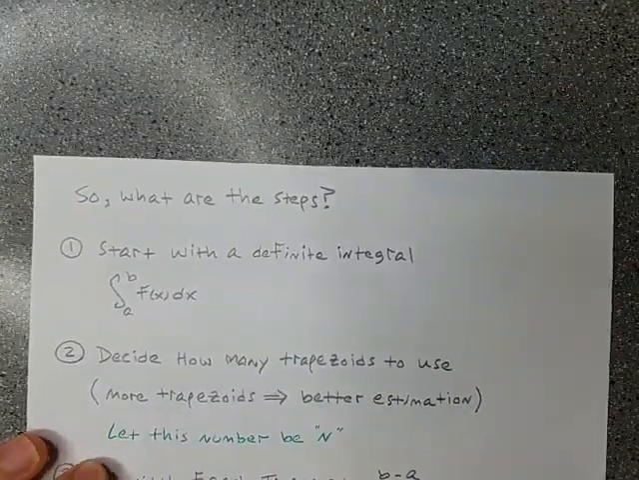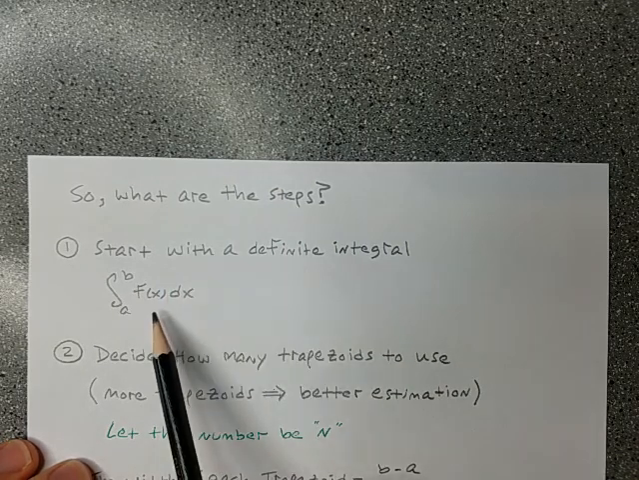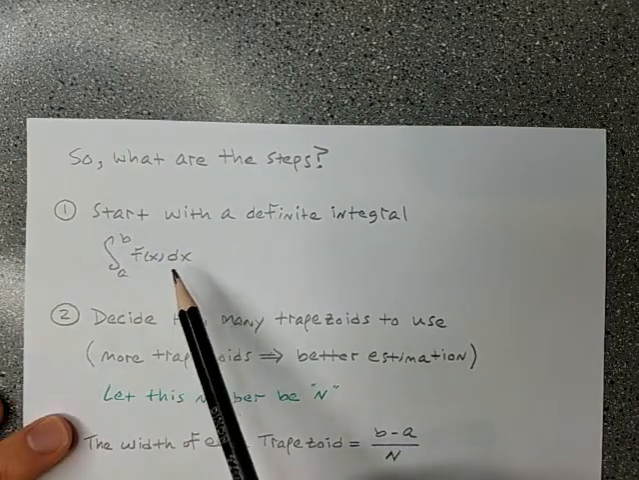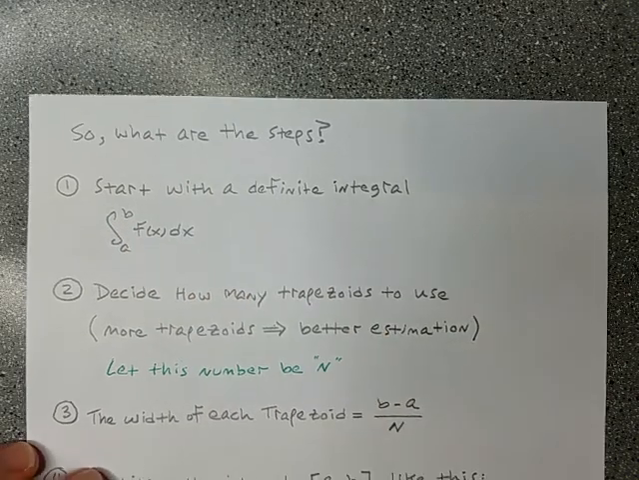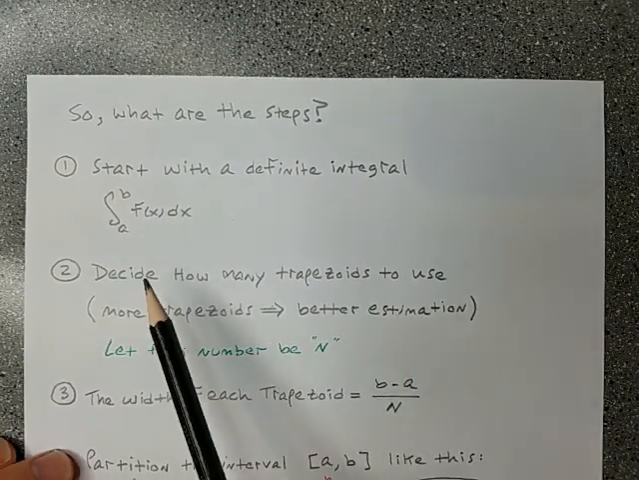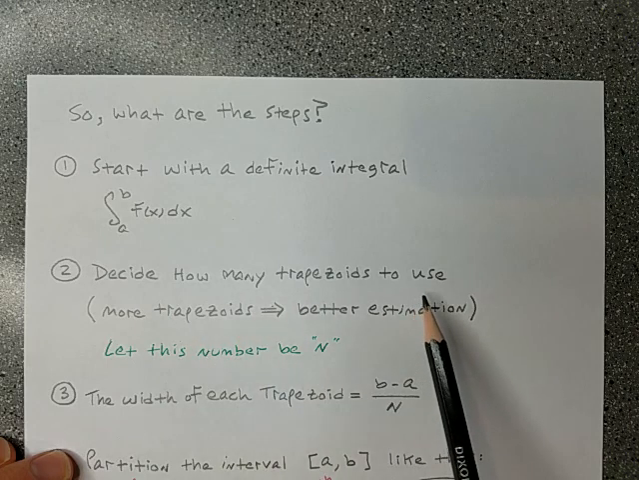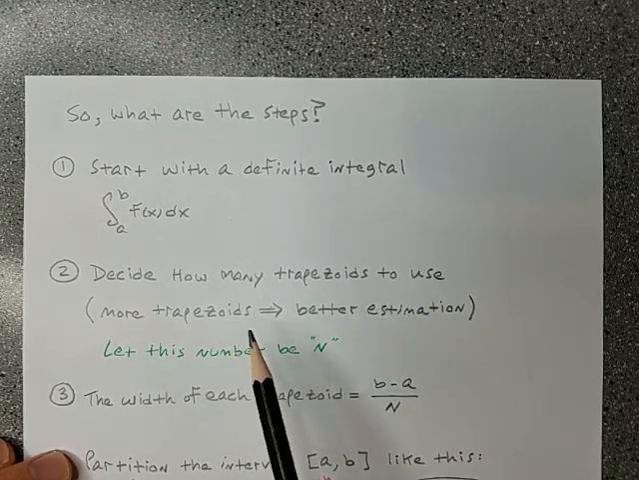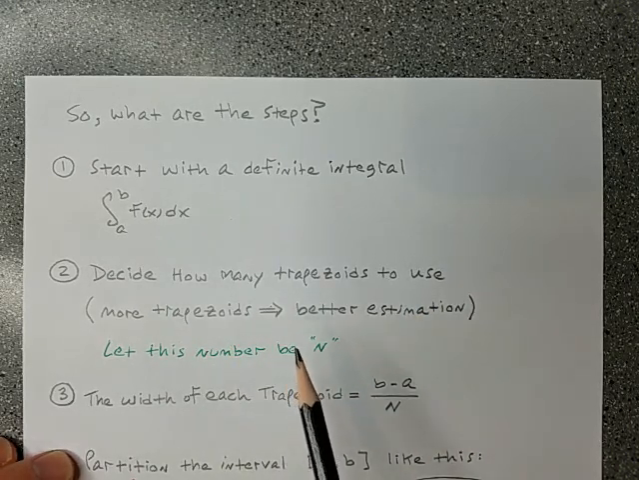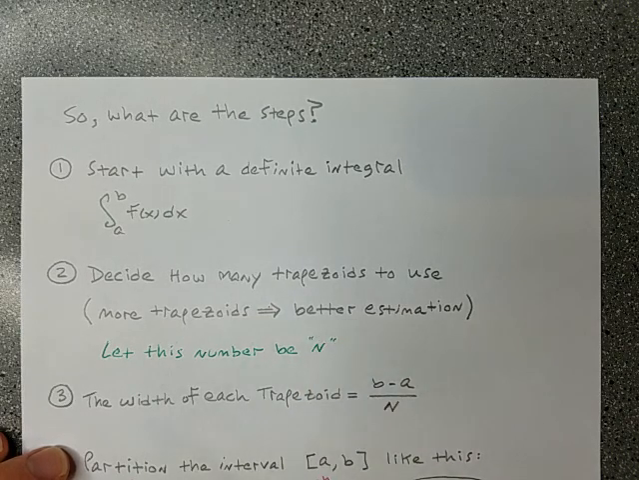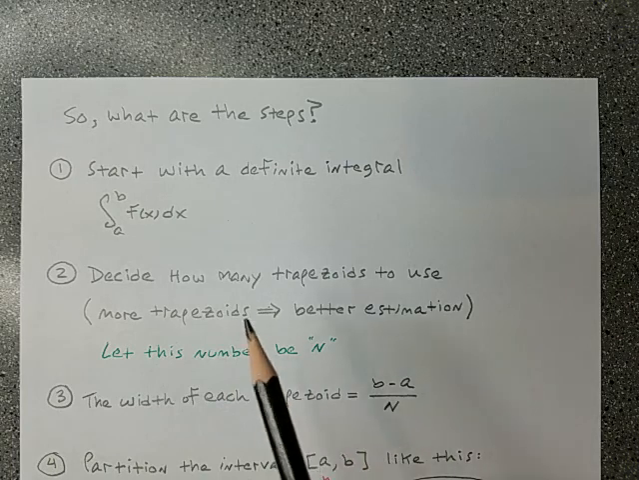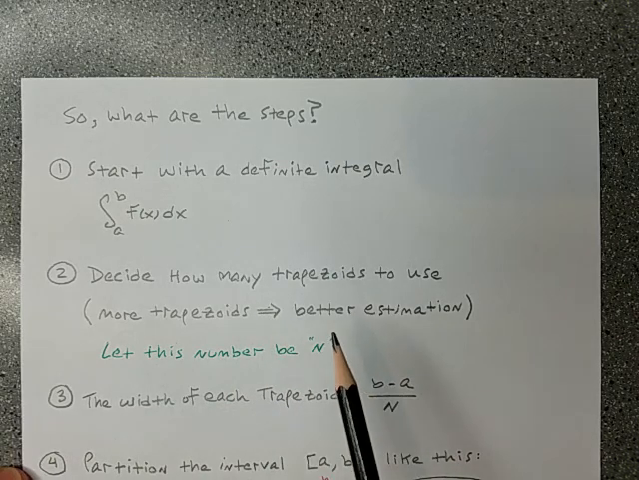What are the steps? So we start with a definite integral, naturally, because the trapezoidal rule provides an estimation to a definite integral, okay? Next we decide how many trapezoids to use, or that might be given to you. Maybe the problem says use the trapezoidal rule with 5 trapezoids or something like that. And we'll let that number be n, okay?